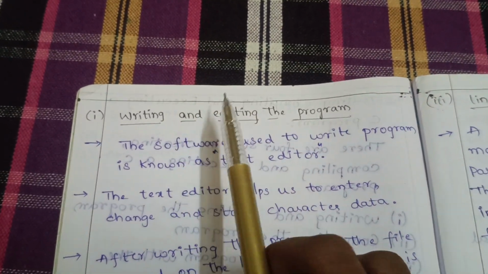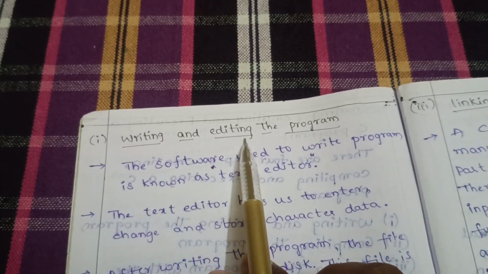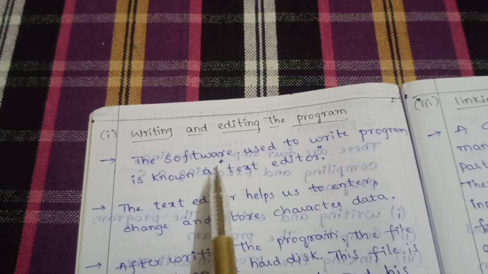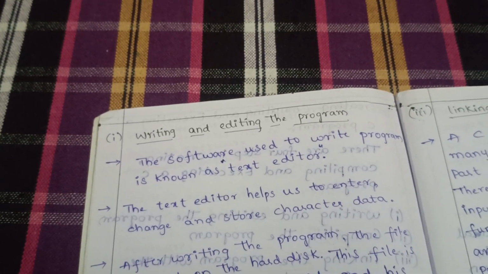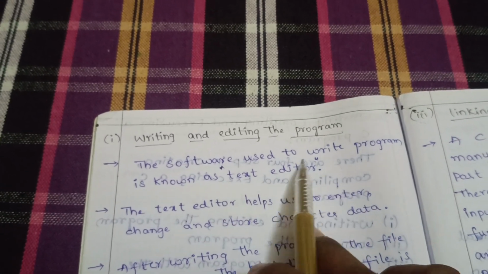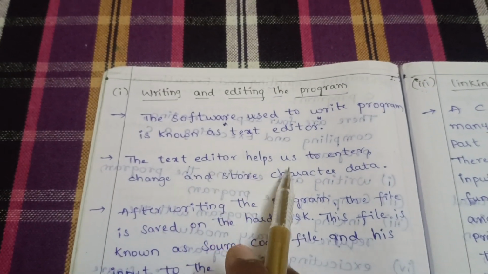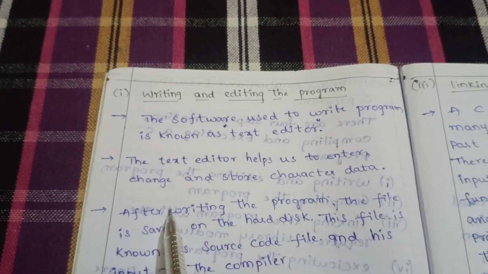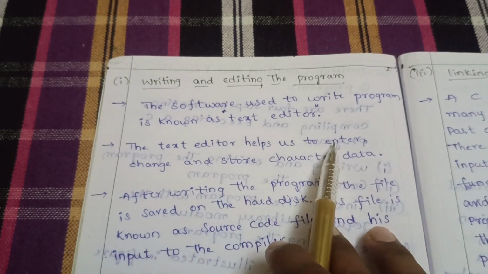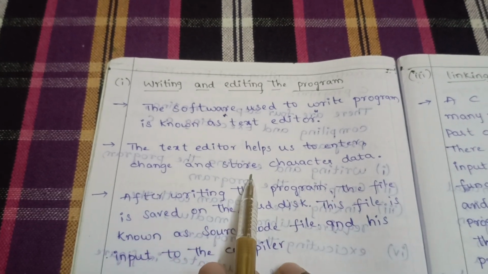Next, writing and editing the program. Here we will learn how to write and edit a program. The software used to write the program is known as a text editor. A text editor is a platform where we write the programs in C language. The text editor helps us to enter, change and store character data.